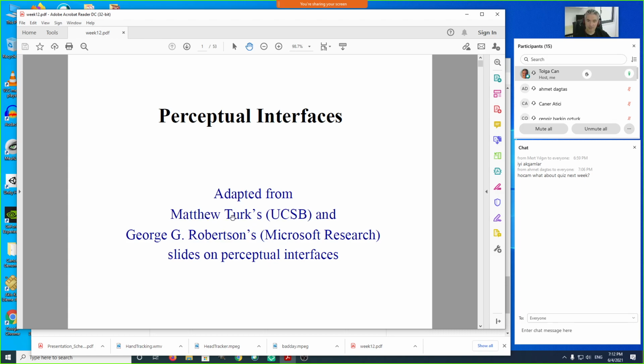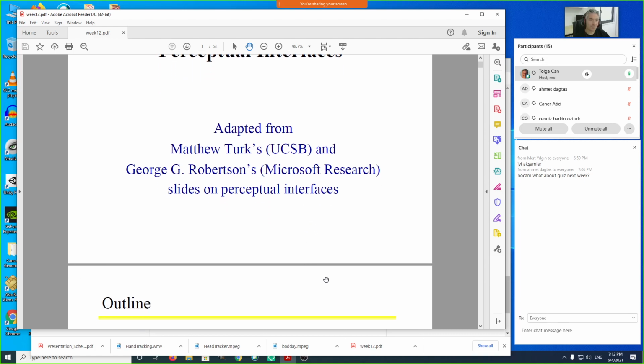And this article, I mean, these slides on perceptual interfaces, I think George Robertson was Matthew Turk's colleague from Microsoft Research. And they also have an ACM magazine article issue about perceptual interfaces. So some of the material is borrowed from those.